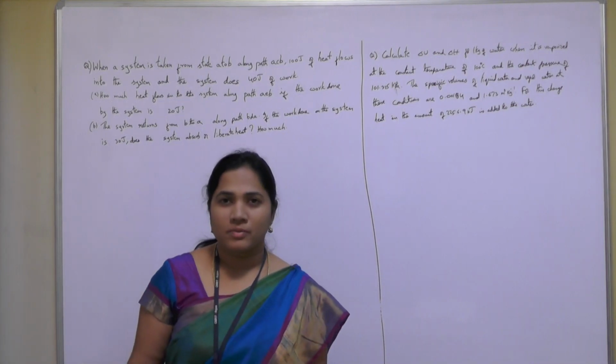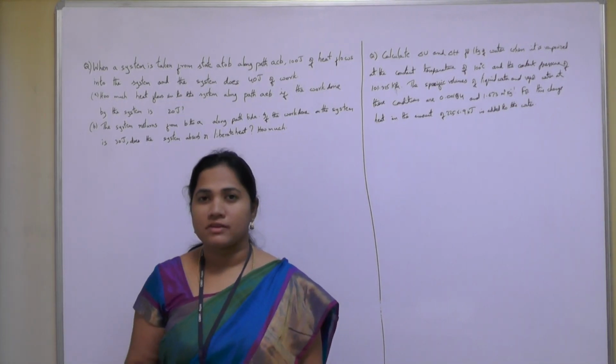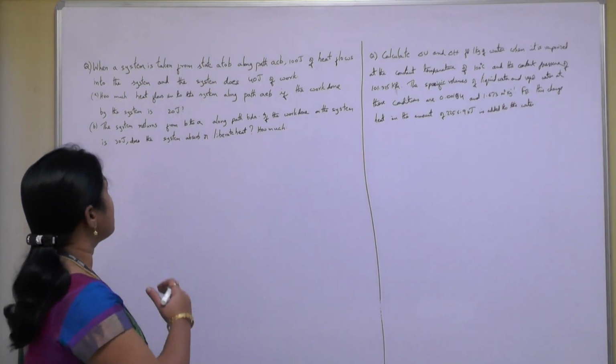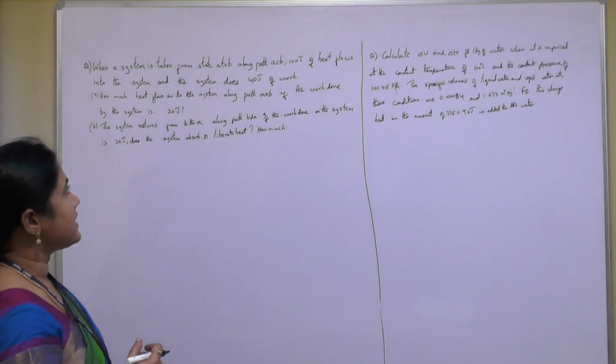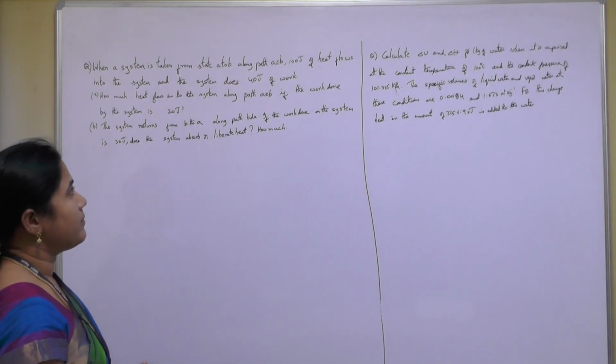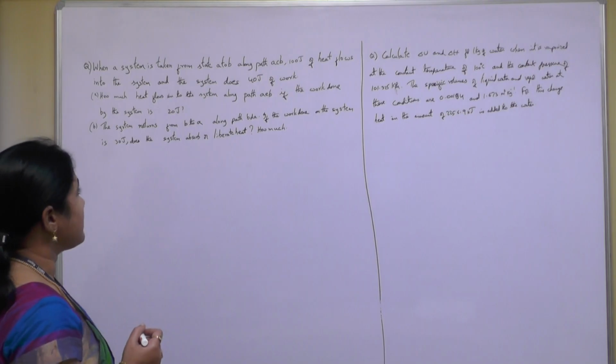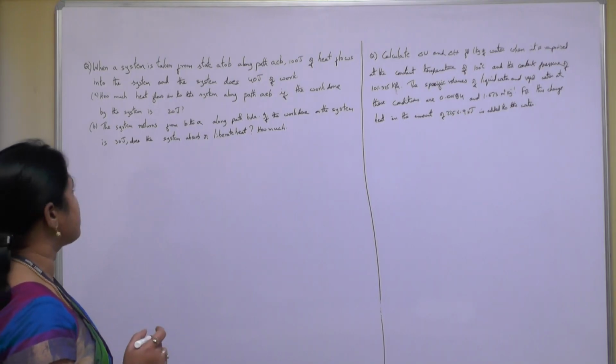Today I am going to solve the problems related to applications of the first law of thermodynamics. So let us consider two problems. The first one is: when a system is taken from state A to B along path ACB, 100 joules of heat flows into the system and the system does 40 joules of work.